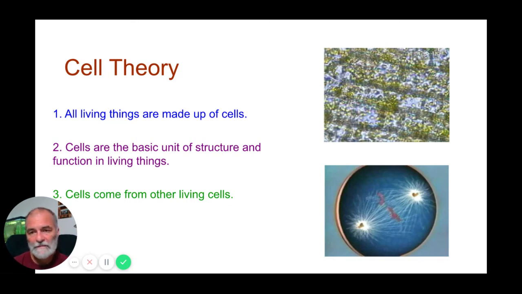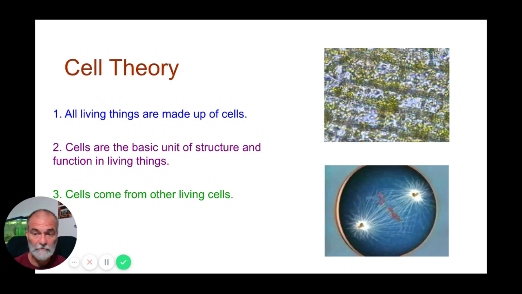The second thing, cells are the basic unit of structure and function in living things. They have structure, they make up substance, they have mass, but they also do things for the living things. And so not only are they a structure, but they're also a function. They have a job inside to do.